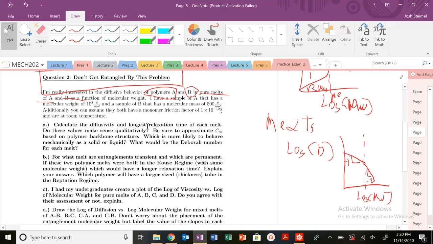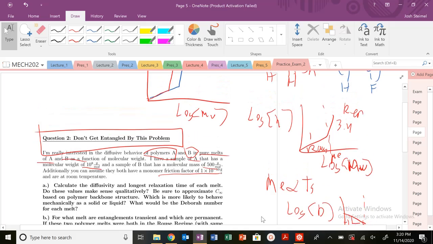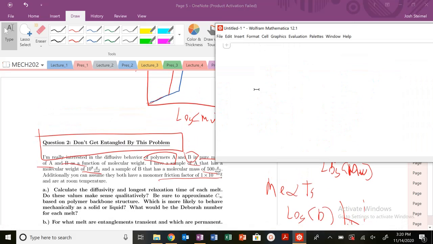All right, so now we want to see what the problem's actually asking us. A has a molecular weight of 10 to the 8th grams per mole. B has a molecular mass of this. I have a monomer friction factor of this, and we're at room temperature. So let's go ahead and start to define some values. K equals 1.38 times 10 to the minus 23. My T equals 300. Beta equals 1 times 10 to the minus 13. I did that already just to get us in kilograms.